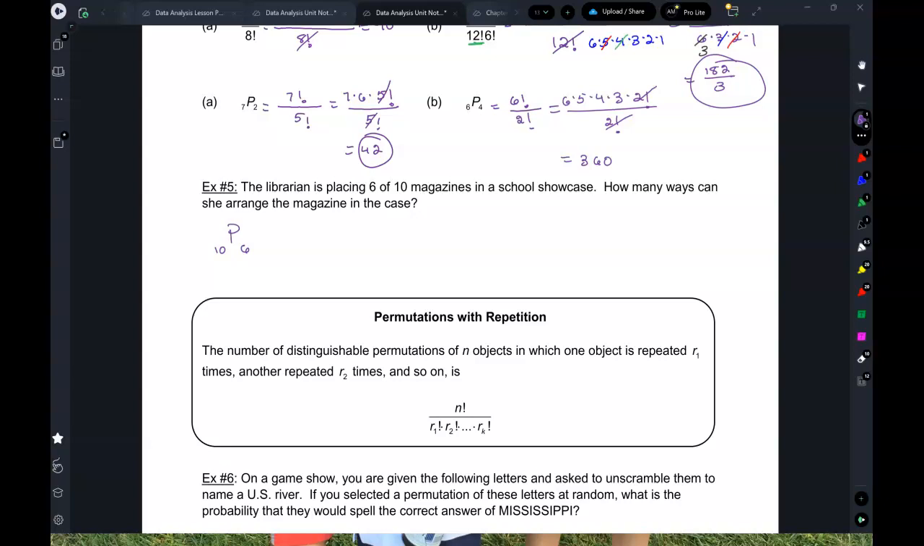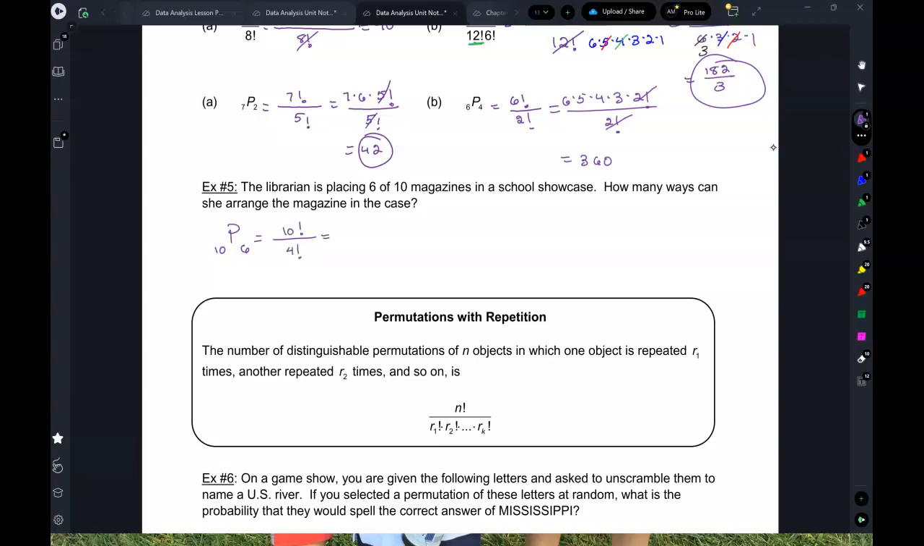And now notice these 6 magazines are different, right? So if I arrange them, what are some magazines? Vogue. I was going to say Highlights, but sure, go with the fancy ones. So if I have Vogue and then People and then Highlights, in that order, or if I have Highlights and then People and then Vogue, those are different situations. So each one of those counts as a different arrangement. Okay, so this is going to be 10 factorial over how much?